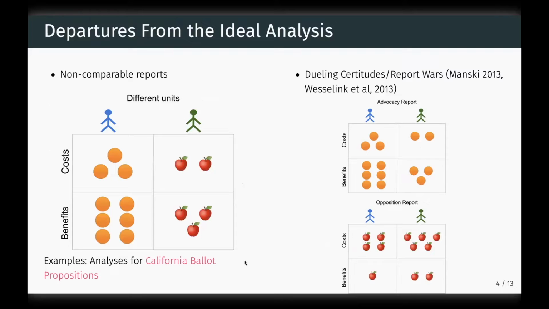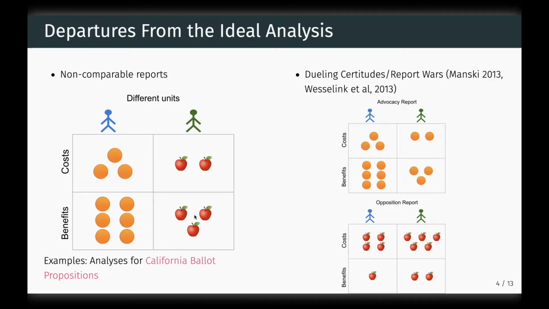Why is this so important? Because in the real world, we have departures from this type of analysis. Here on the left, we have what I think is the most common departure, where you have either one report or multiple reports where they show the costs and benefits for one population and the costs and benefits for the other population, but they would be focusing on different outcomes, different units.